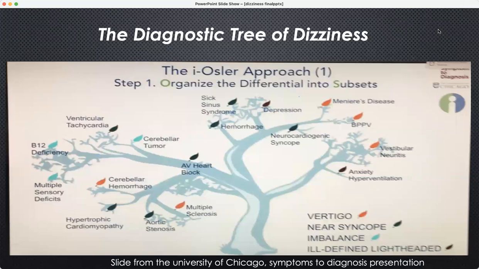Dizziness is a common complaint in patients, and evaluating the dizzy patient can be challenging since it is a non-specific symptom and there are many causes behind dizziness.